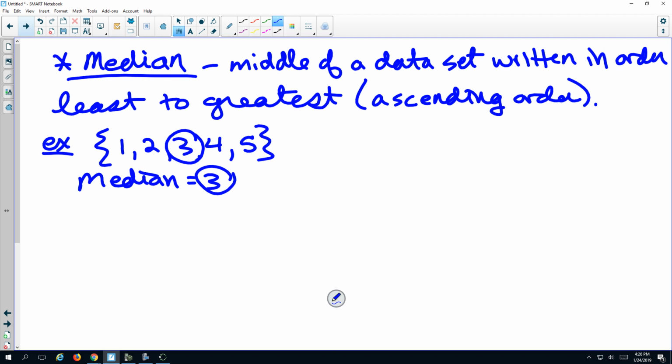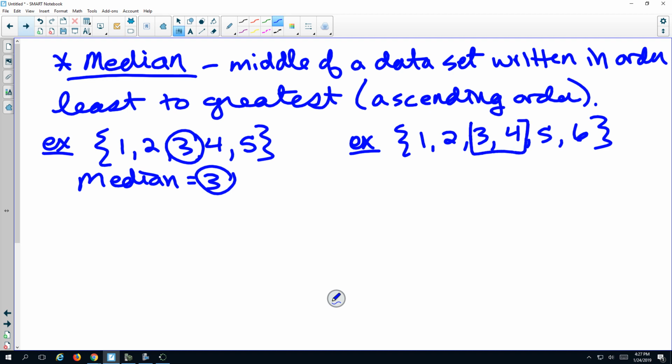Now, what if we have an even number of values? Is there a middle number? No. If you had 6 fingers, you could not give someone the middle finger. It would be impossible. So what do we do instead? We find the middle 2 values. So in this case, it would be 3 and 4, and we find the average of those 2, or the mean of those 2. And if there's only 2, you also call it the midpoint. So, you know, what's halfway between them.